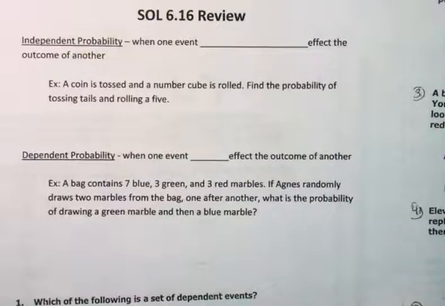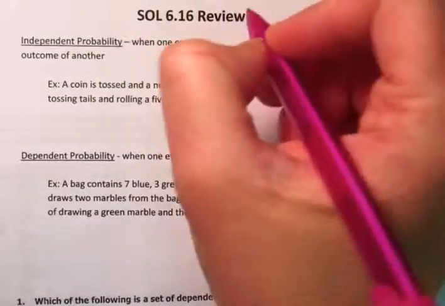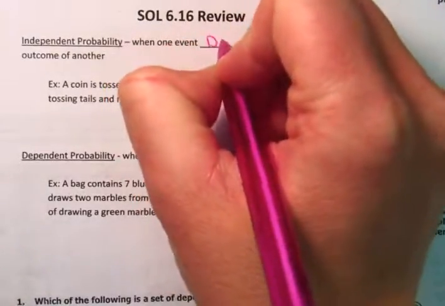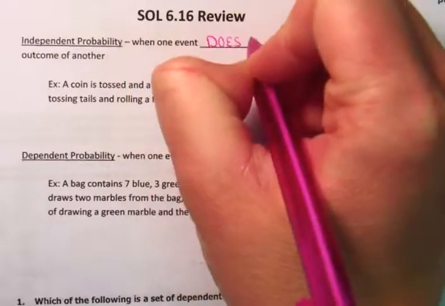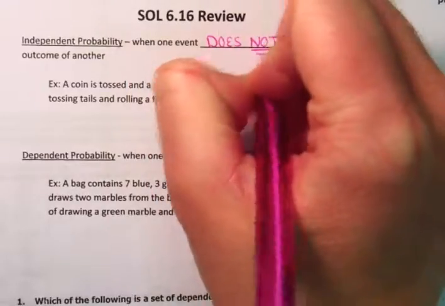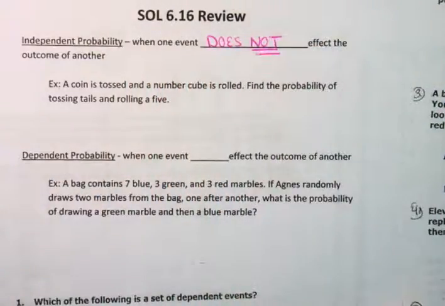It's just the chance of something occurring. And we talked about two different types of probability. We looked at independent and dependent. So first off, I just want to review what independent probability is. An independent probability is when one event does not affect the outcome of another. Like if we spin a spinner and roll a dice. What you do in your spinner has absolutely no effect on what you get on your dice. They do not affect one another.